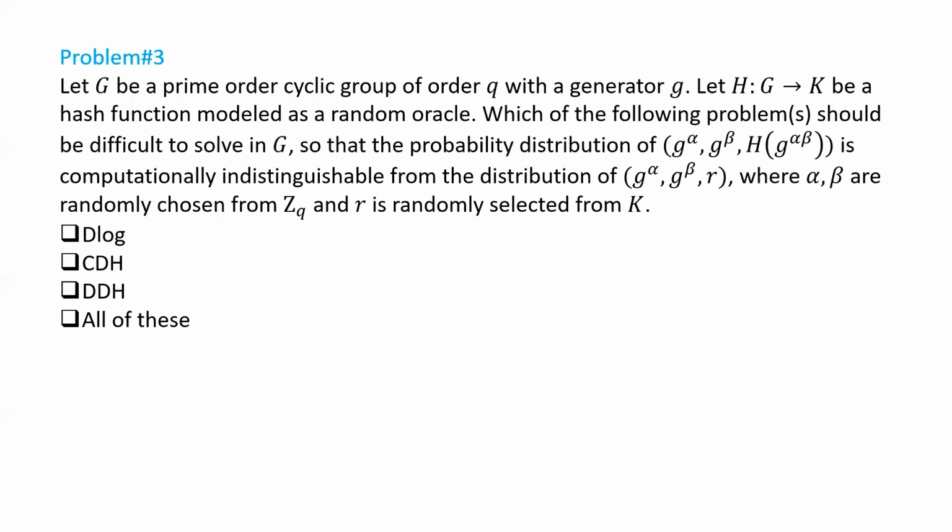So, third question. Let G be a prime order cyclic group of order q with a generator g. Let H, which maps G to K, be a hash function modeled as a random oracle. Which of the following problems should be difficult to solve in G so that the probability distribution of g to the power alpha, g to the power beta, H of g to the power alpha beta is computationally indistinguishable from the distribution of g to the power alpha, g to the power beta, r, where alpha, beta are randomly chosen from Zq and r is randomly selected from K.